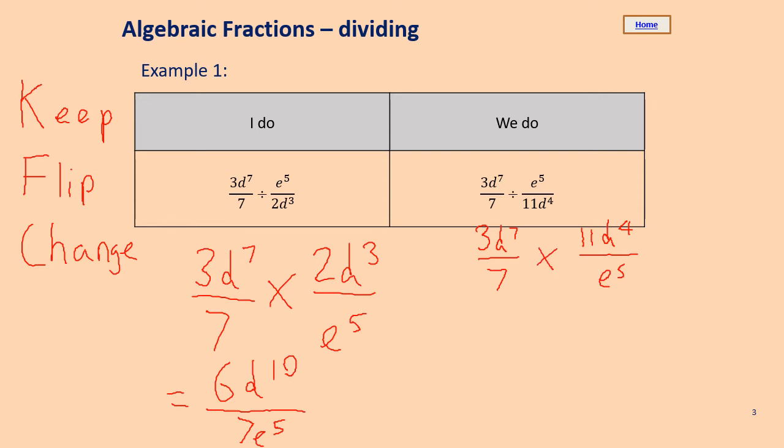So multiply the top 2, the numerators. 3d to the power 7 times 11d to the power 4 gives me 33. So 33 comes from 3 times 11. d to the power of 7 add 4, which is 11. Okay? And that'll be over 7e to the power 5. So please mark that in green pen for me, and then we'll move on to the next example.